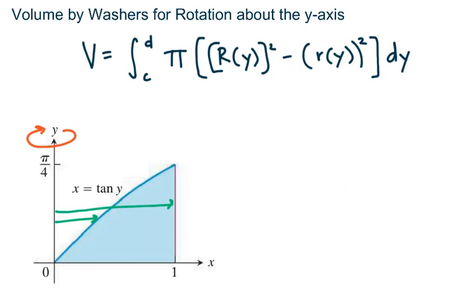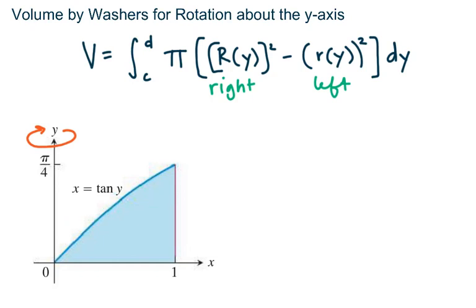Okay? So the only difference, remember before we did above minus below, in this case, this is always going to be our right radius minus the left. It's always going to be the one further away from the axis minus the inner. Outer minus inner, right minus left.